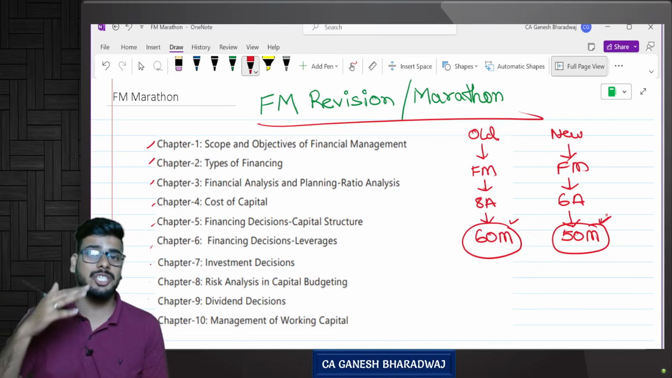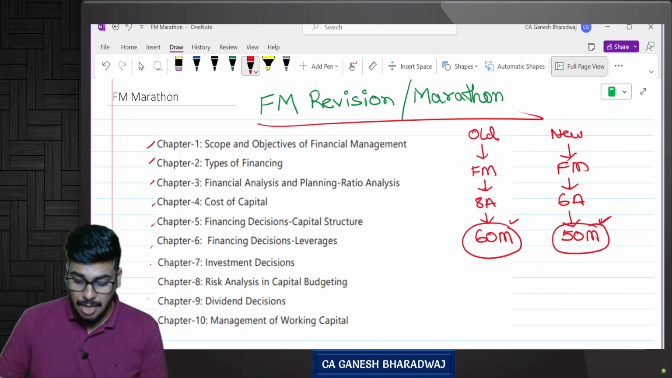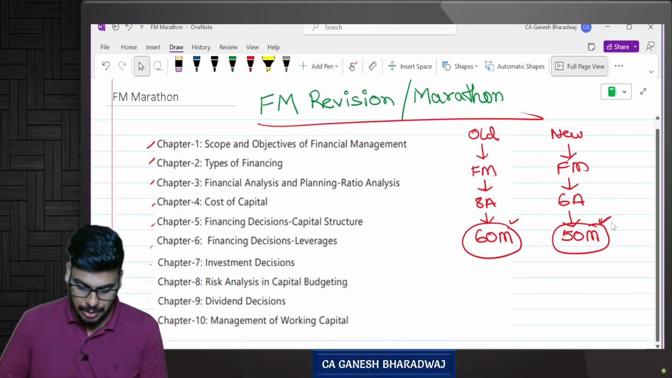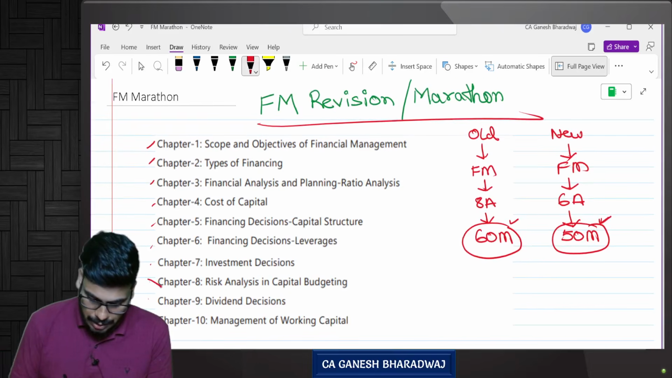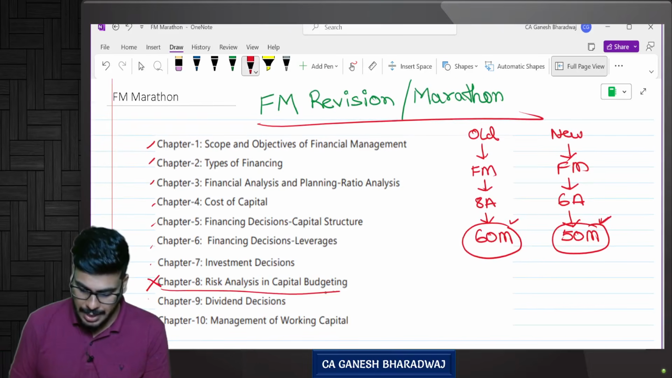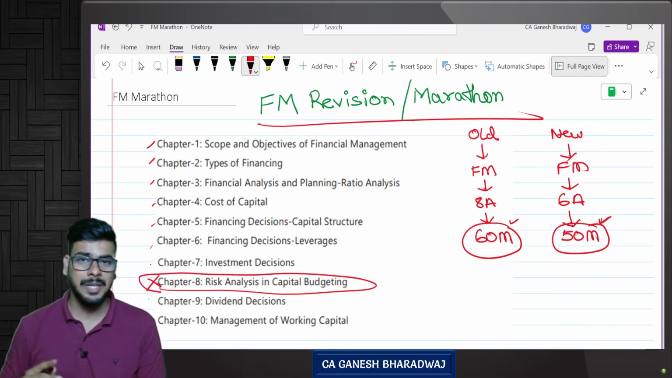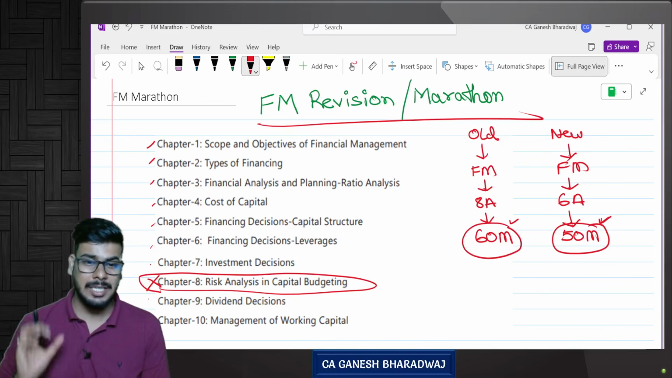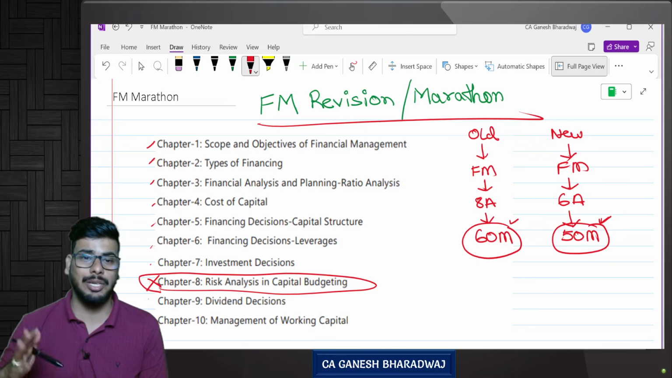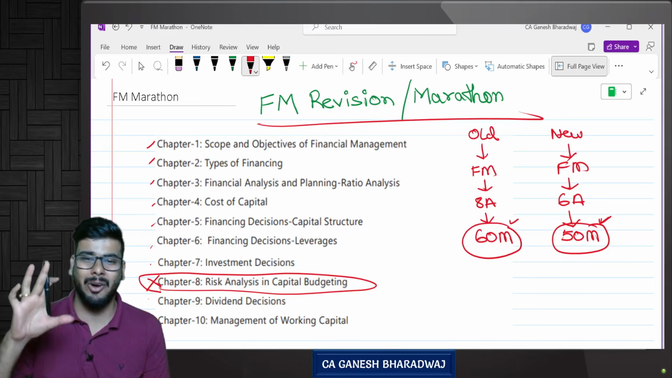Now, sir, is there a change in the syllabus? Yes. For the new syllabus, that is from May 2024 onwards, they have removed this chapter alone. The chapter 8 alone has been removed. Are you clear with this? So this is one change that they have made, but for that, all other chapters are just the same.